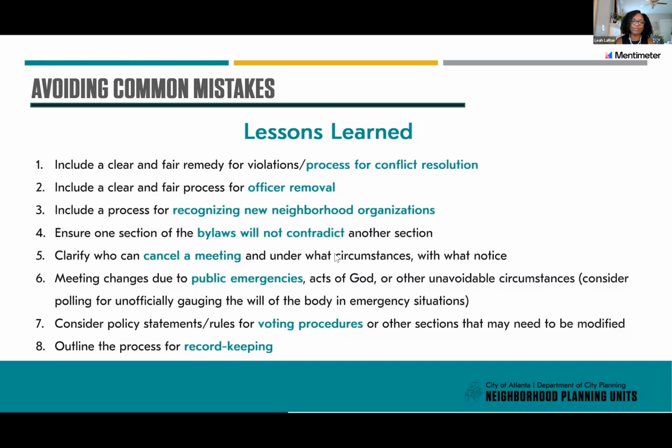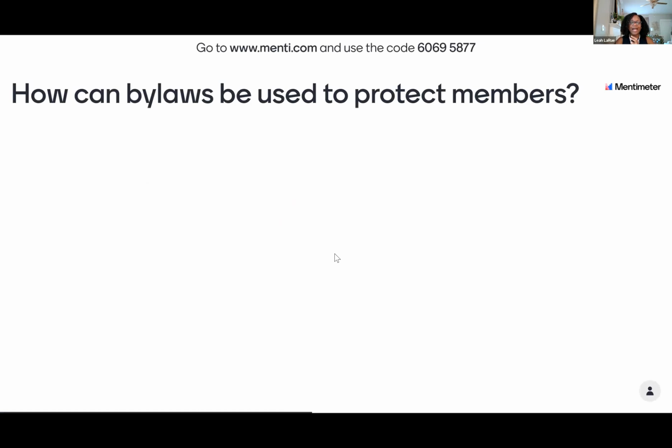You'll want to consider policy statements or rules for voting procedures or other sections that might need to be modified. And then, of course, outline the process for record keeping. This is really important. This is an opportunity that a lot of NPUs have for improvement, is in your record keeping. All right. How can bylaws be used to protect members?